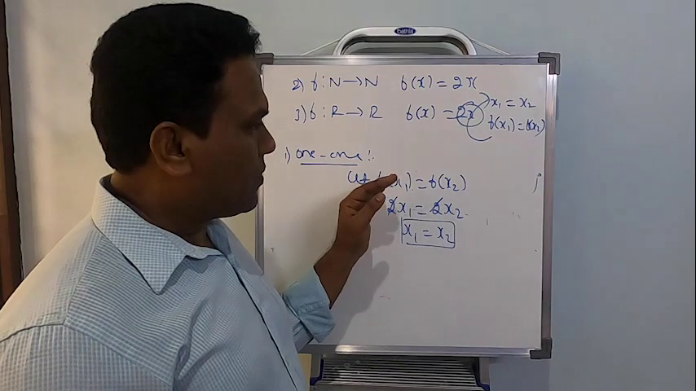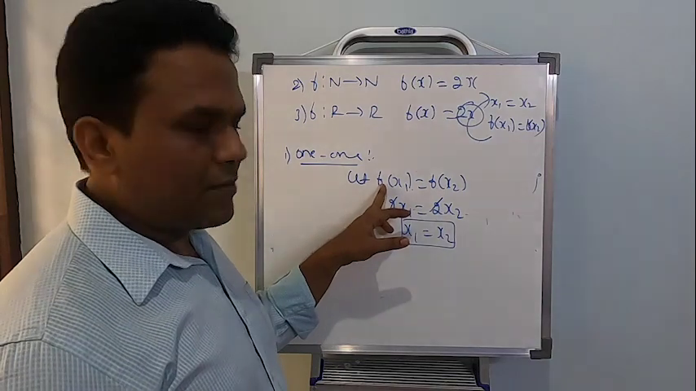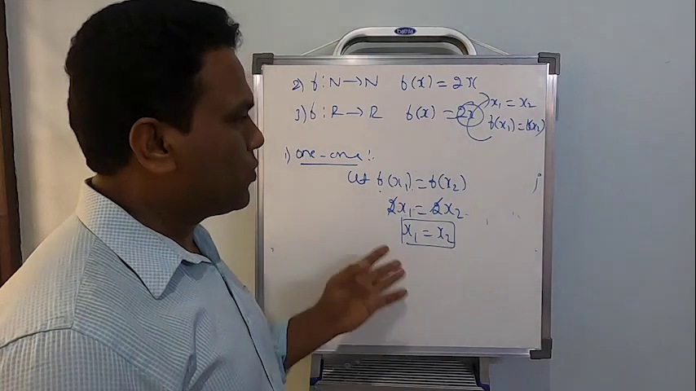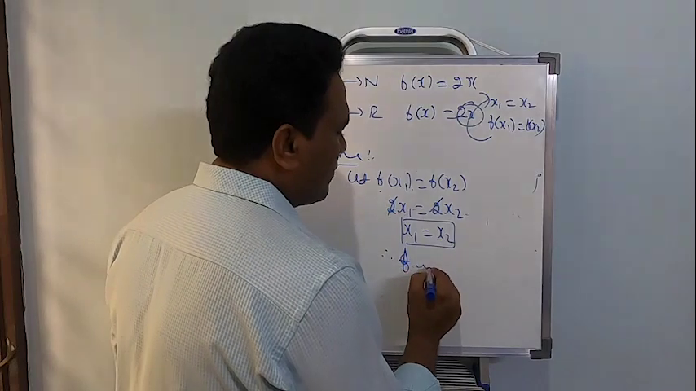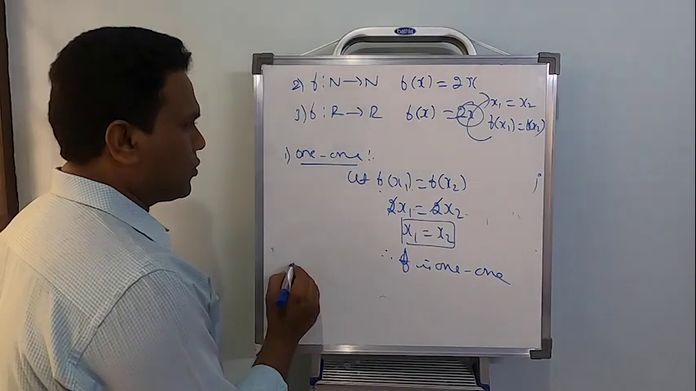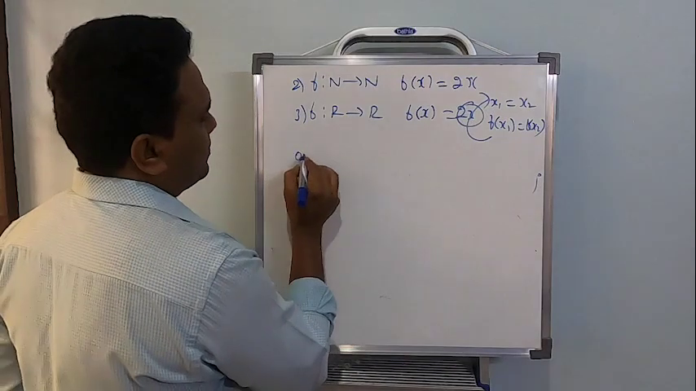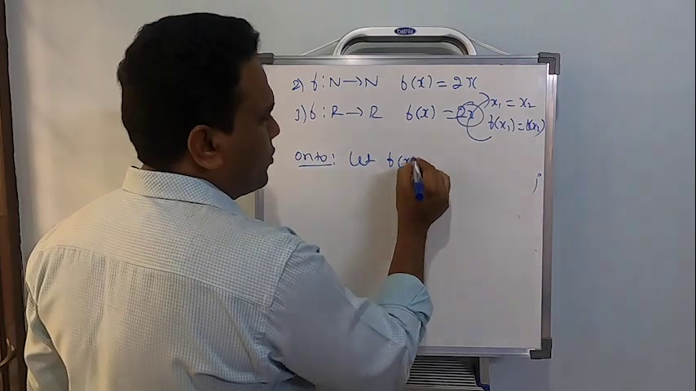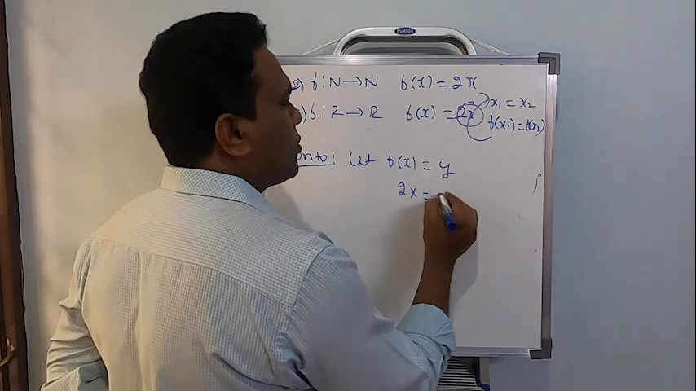This is another method of checking the condition for 1-1, with which we will solve the most number of problems. So if f of x1 equal to f of x2, and I am able to reduce it to x1 equal to x2, then the given function is going to be 1-1. So we will say here, therefore f is 1-1. That's one. Then how to check for onto? Now to check for onto, let me consider f of x equal to y. So f of x equal to y gives me what? 2x equal to y.